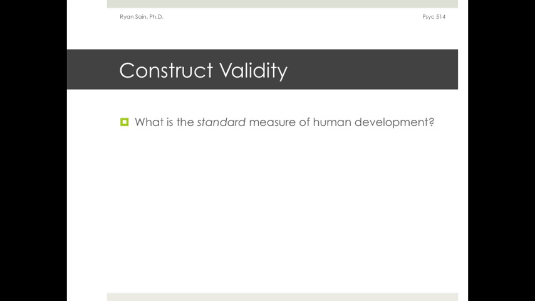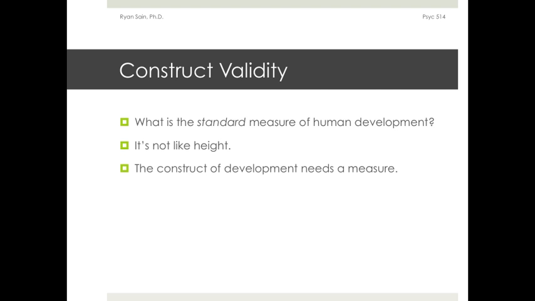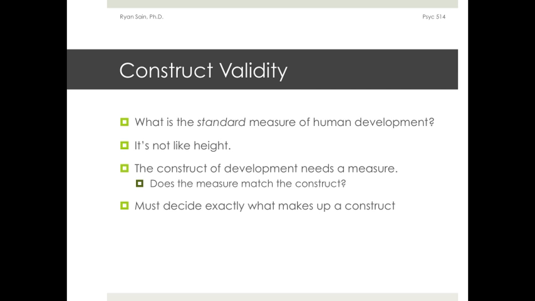All right, construct validity. So as I hinted at before, what is the standard measure of human development? It's not like height. Height is easy, measured in inches, millimeters, centimeters, whatever, right? But the standard measure of human development, is it some scale? Is it some Piagetian assessment? Is it some, who knows what it is, right? It's not standard. So the question is, are we really measuring it, right? So the construct of development needs a measure. Okay? The question is, does the measure match the construct?